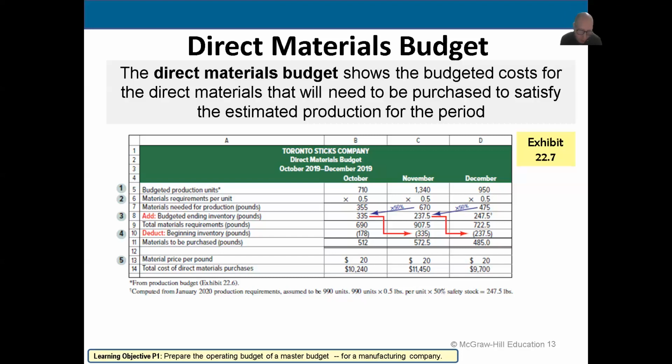The current price of wood is $20 per pound. That means 20 times the 512 will give me $10,240 for the month of October that I need to spend in direct materials. I need to purchase that amount in direct materials for October. And I do that for every month thereafter.